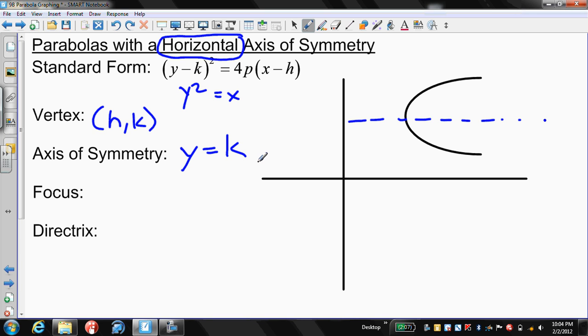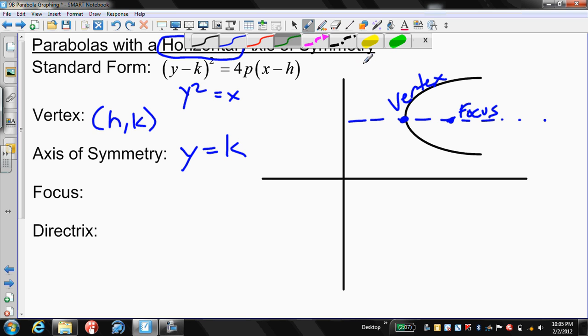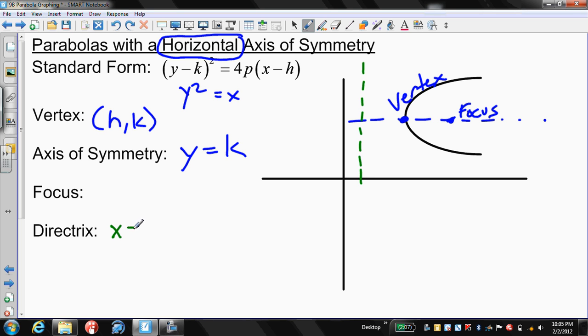Okay? And then the focus, here's your vertex, here's the focus, so I'm just going to label them. And then we have the vertex right here. And then I'll do a different color here for the directrix, which is now a vertical line. So the directrix in this case would be x equals, and again, you put in the value there. And again, both the focus and the directrix are p distance away. Okay, so I'm just going to put a little note there for that. So let's go ahead and see how these look using numbers.